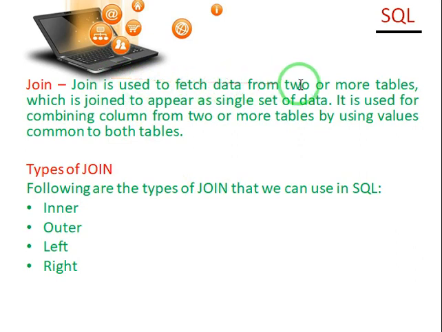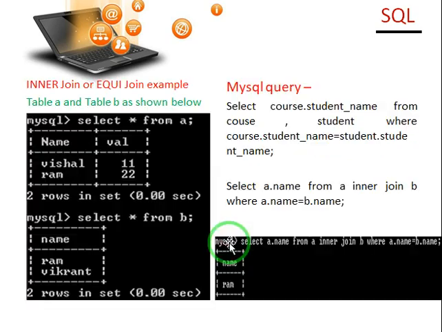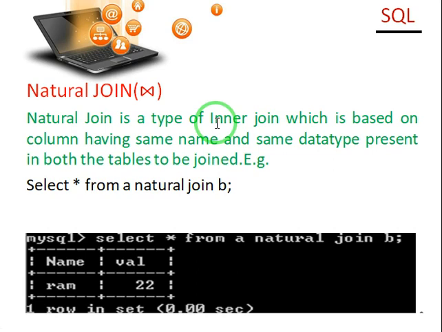Now join is basically used to fetch data from two or more tables, and there are various types of join: inner, outer, left or right. What is the inner join? It is a simple join in which the result is based on matched data as per the equality specified in the SQL query. So it's basically where both the tables have similar columns. This is the inner join or equijoin.